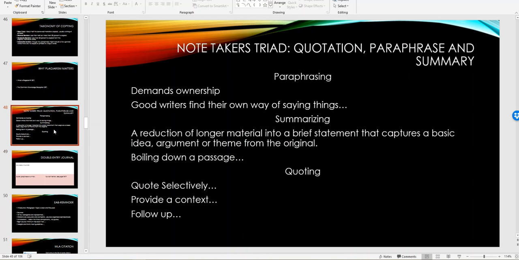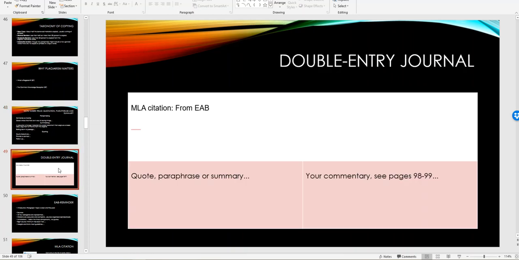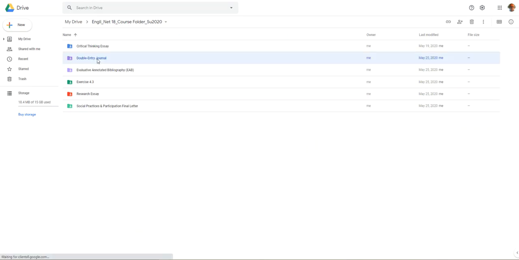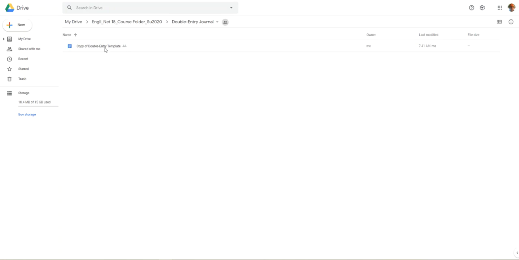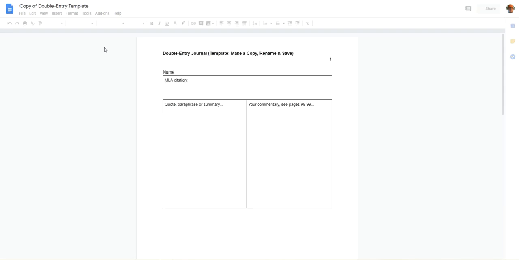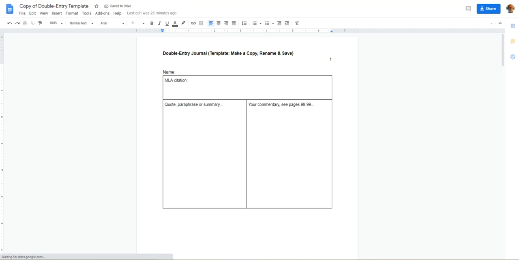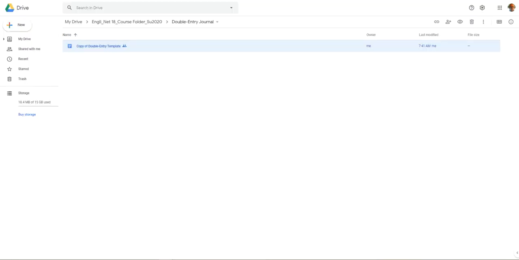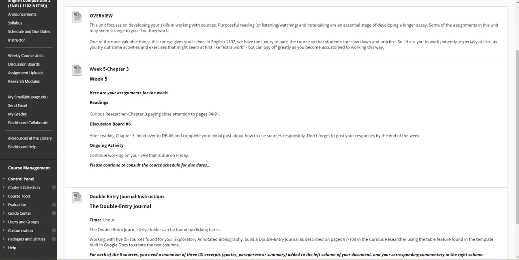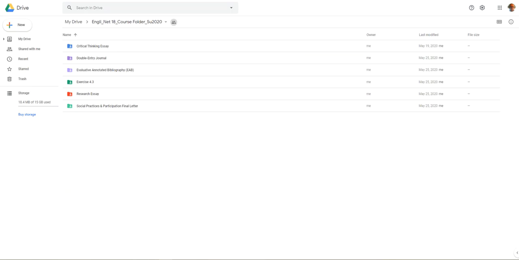So the target assessment for chapter 3 is the double entry journal. Now I've uploaded, let's see if I can get to it here. I have uploaded here in the folder a copy of a double entry template that you can please make a copy of. As you get into it, it says make a copy and rename it and save it to your particular drive so you can use it. It is a critical step, so everybody gets a copy of that template, and I'll talk a little bit more about that in the weekly screencast, right? So let me get back to my PowerPoint if I can.